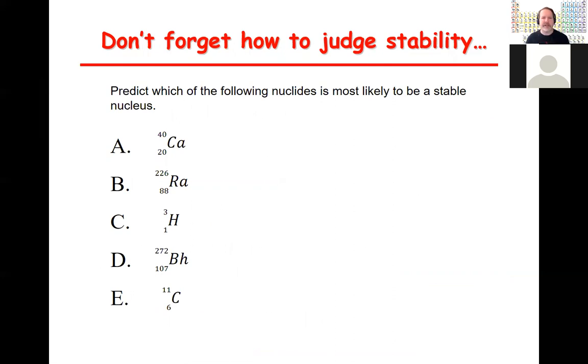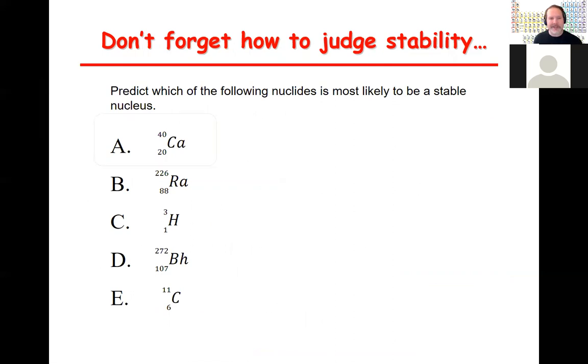Predict which of the following nuclides is the most stable. Got some calcium, radon, some tritium, hydrogen there. Is that boron and carbon? How do you pick? Which one would you pick?